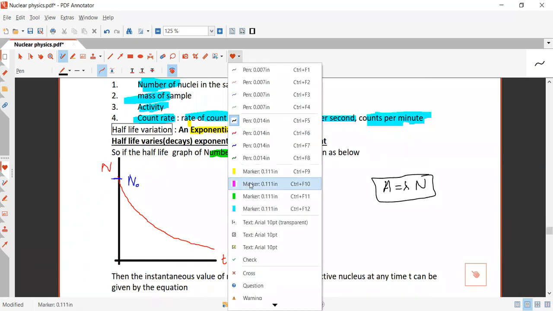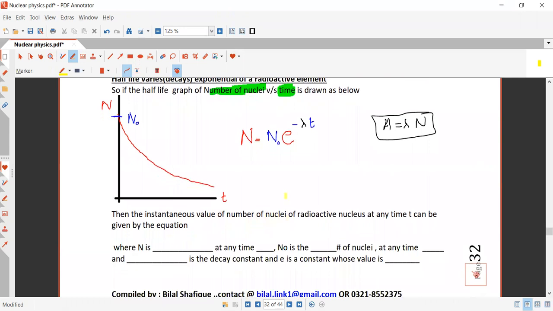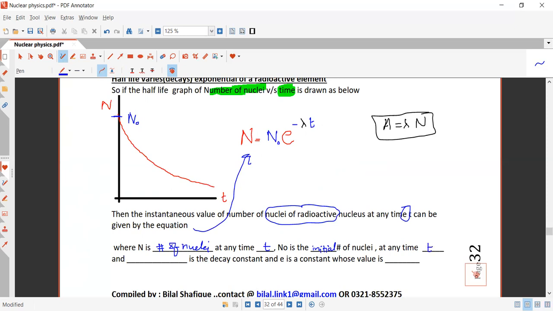So the instantaneous value of the number of radioactive nuclei at any time instant t can be found by this equation, right? Where N is the number of nuclei at any time t, N naught is the initial number of nuclei, and lambda is the decay constant. e is a constant whose value is 2.71, right?